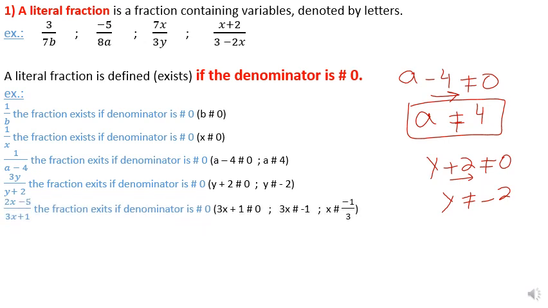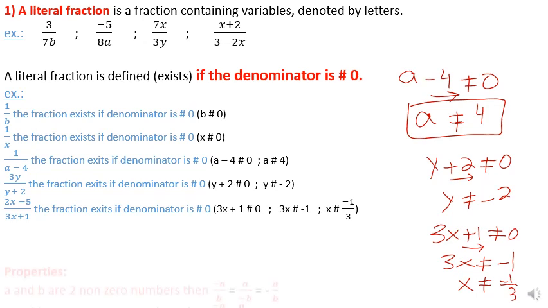Let us continue to x minus 5 over 3x plus 1. Also 3x plus 1 should be different than 0. You take first the plus 1 to the other side, so it becomes minus 1. And now what's the number you multiply by 3 to get minus 1? You just take the 3 down, so x is different than minus 1 over 3. We take the 3 down because it's multiplied with the x; to the other side, it becomes division. So it's minus 1 over 3. So x could be any number except minus 1 over 3.